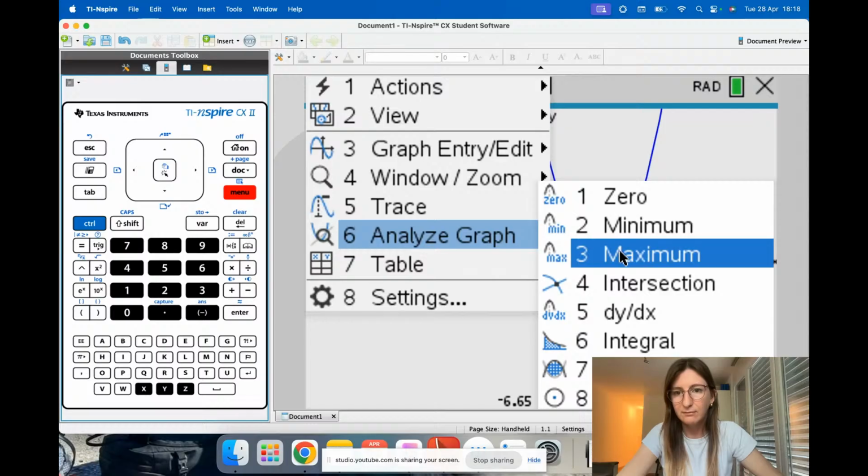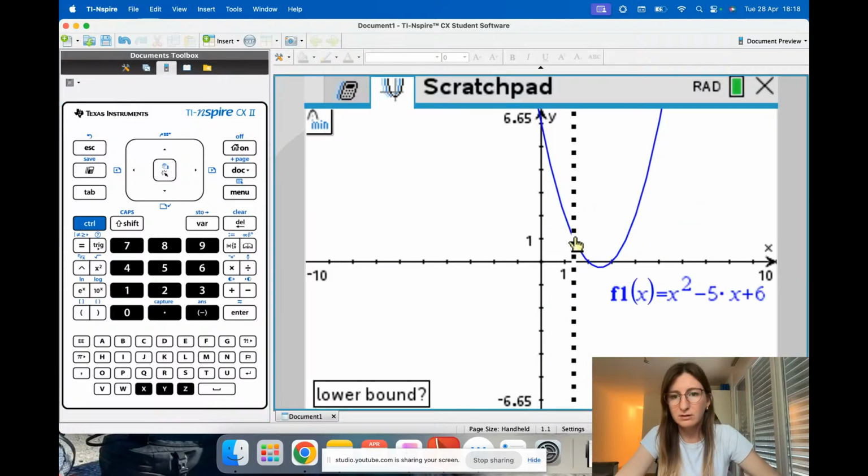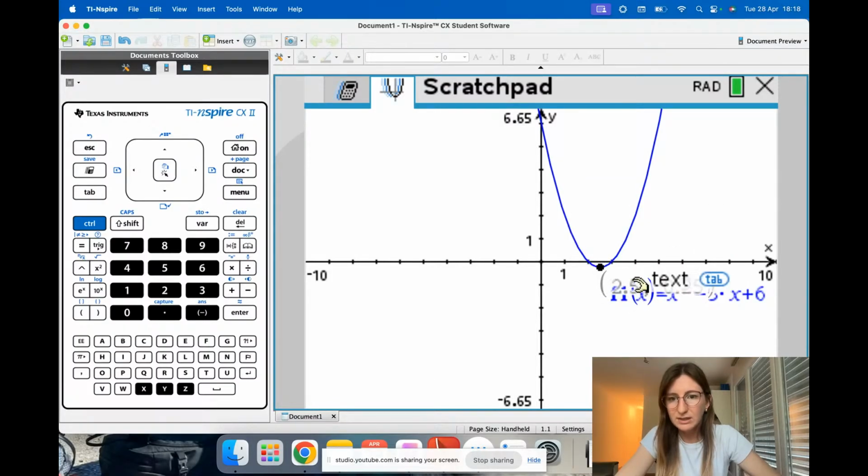So you have there maximum, minimum, so you can see which one it is. So that's a minimum. I've just got to choose my thing. So there you can see my x coordinate where I have my minimum is 2.5 and my y is -0.25. So you can read it straight off. So that's quite a nice thing of having.